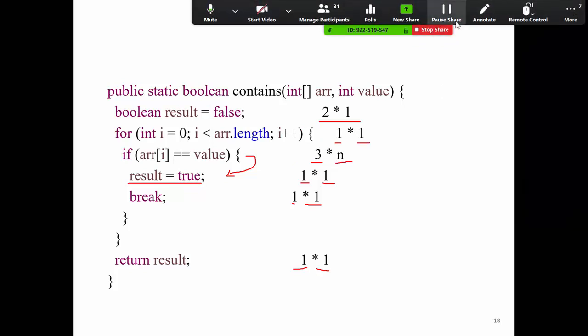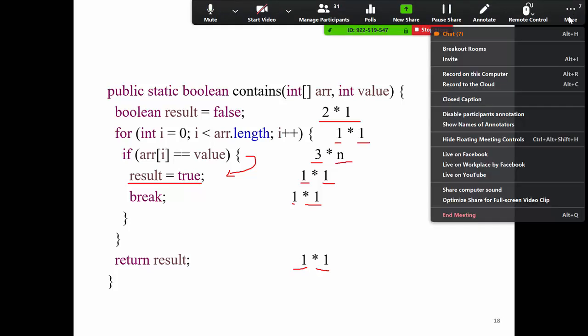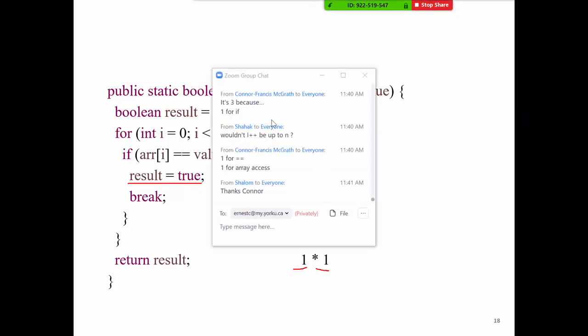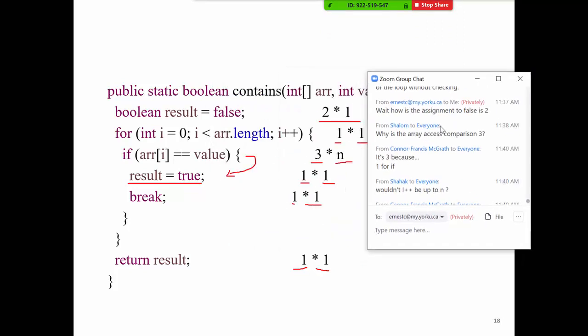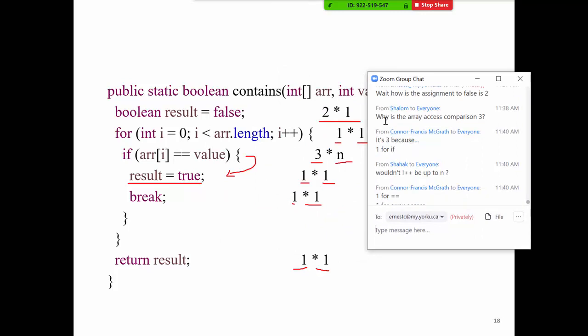I see some students, they write some comments. Okay, so it's better to send a message to everyone so everybody can see.